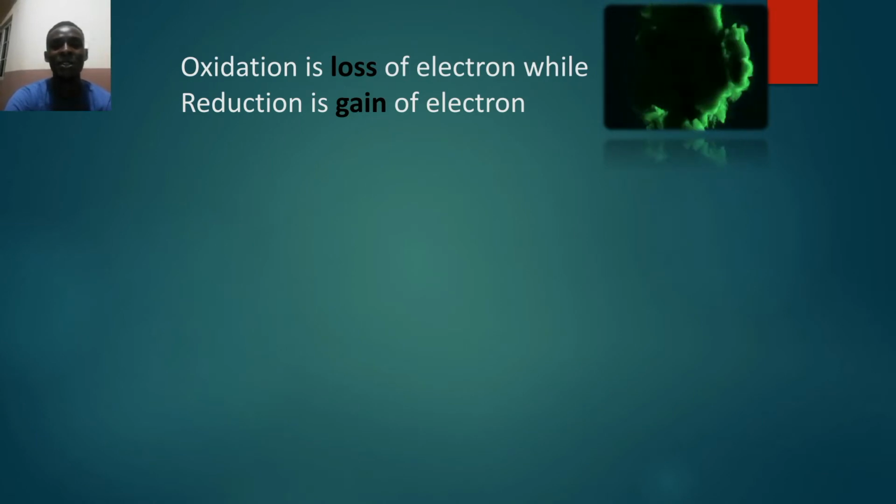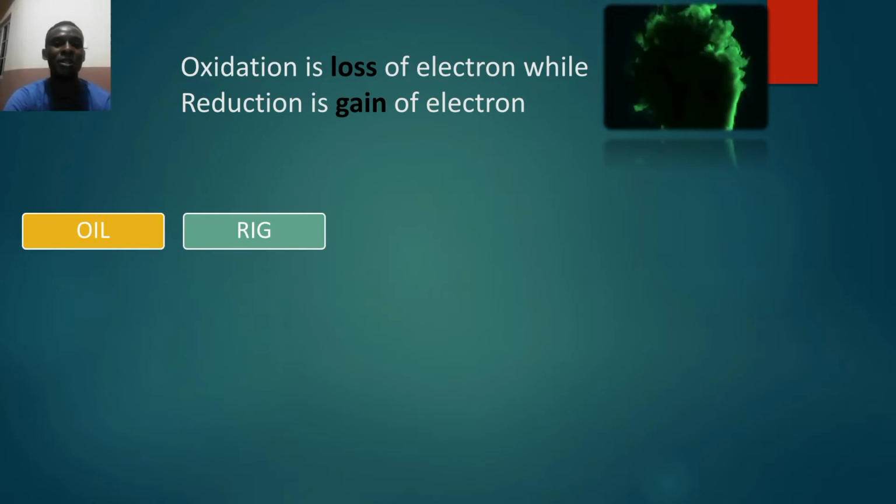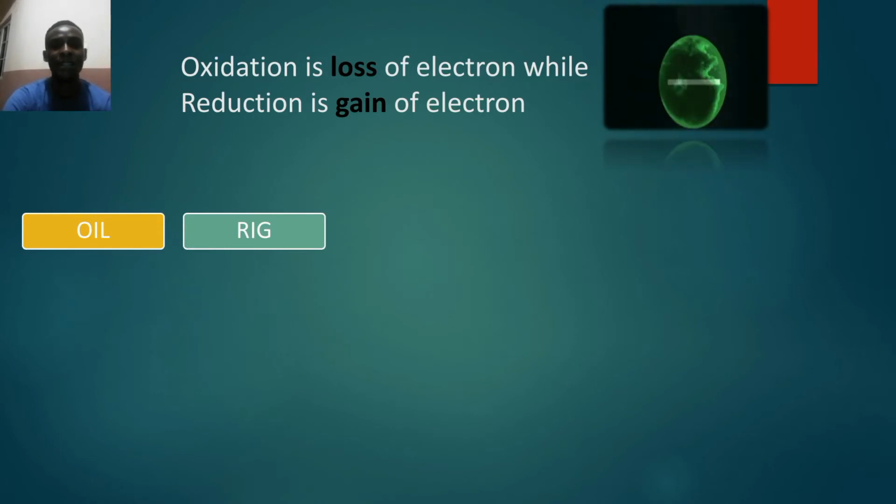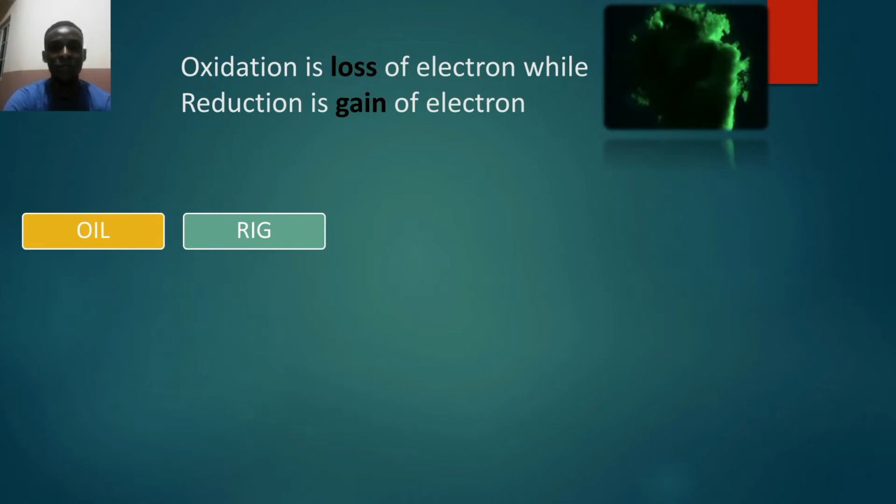To enable you to remember this very well, I'm going to give you a mnemonic, a memory aid: OIL RIG. Now repeat, OIL RIG. In terms of oxidation and reduction, the electron loss or gain is the major aspect. Even in regards to loss or gain of oxygen, or loss or gain of hydrogen, in all of these there is loss and gain of electrons.